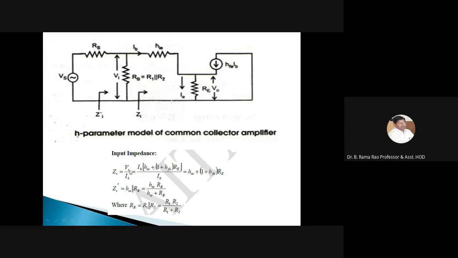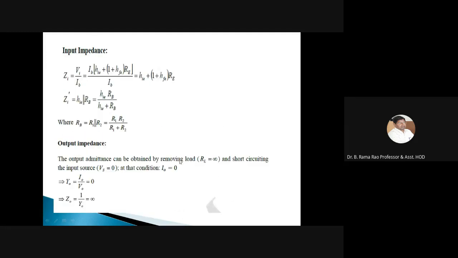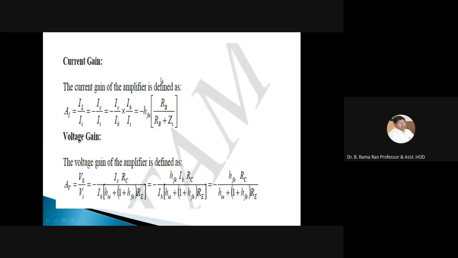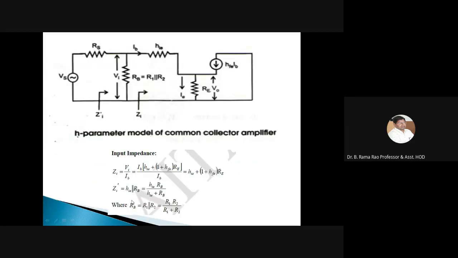Input resistance is nothing but the input voltage by the input current, and this is the input voltage and this is the current. Of course, it is similar to the CE amplifier: hie into 1 plus hfe into RE. So what we have got in case of the CE amplifier, the same thing we have obtained here in case of the CC amplifier also. Of course, the Z dash is similar to the CE.